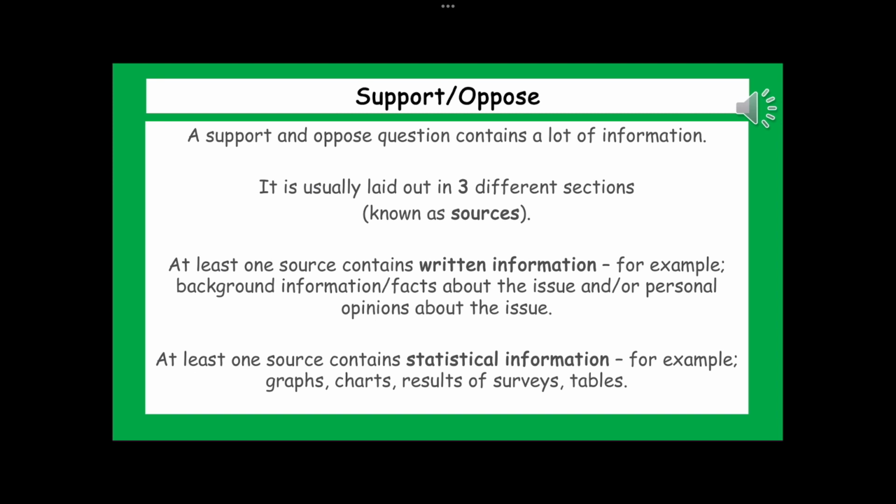So as I previously said, the support and oppose question, like all the other skills questions, does not require you to have any prior knowledge. But the downfall of that is that the question contains a lot of information. And when I say the question, what I mean is the three sources. It is usually laid out with three different sections known as sources. At least one source will contain written information, for example, background information, facts about the issue, and or personal opinions about the issue. And at least one source contains statistical information. So that's things like graphs, charts, results of surveys and tables.